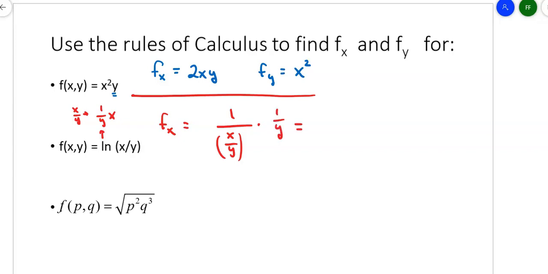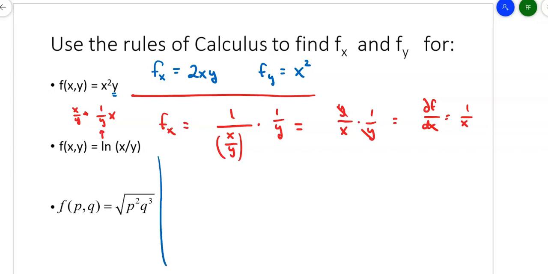Let's simplify this. The 1 over x over y is really y over x. Now multiply that by 1 over y. The y's go away. And the first partial derivative of f with respect to x is 1 over x. All right, what if I want the partial with respect to y?